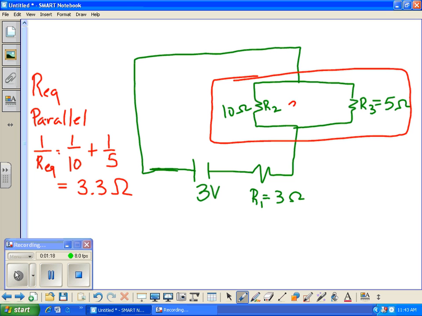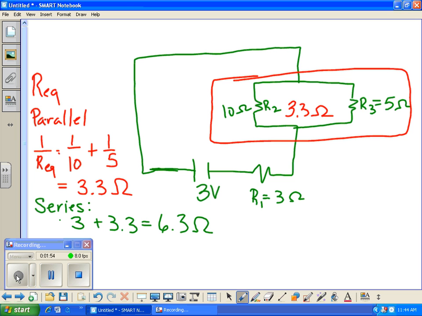So if you'd like, you can write 3.3 ohms in the middle of this, because then that will allow you to think about the total resistance of the entire circuit. For the time being, I have only solved the total resistance of the parallel part. Resistors in series: the two series resistors added together, 3 plus 3.3, will give me the total resistance for the circuit, which would be 6.3 ohms.